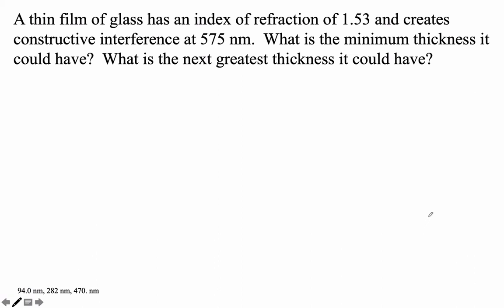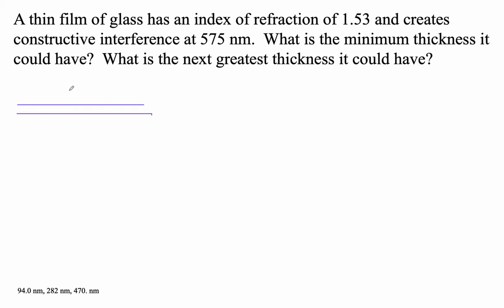A thin film of glass has an index of refraction of 1.53 and creates constructive interference at 575 nanometers. What is the minimum thickness it could have? What is the next greatest thickness it could have? So this is assuming we've got glass, maybe, and then just air. Suppose we could have water under the glass.